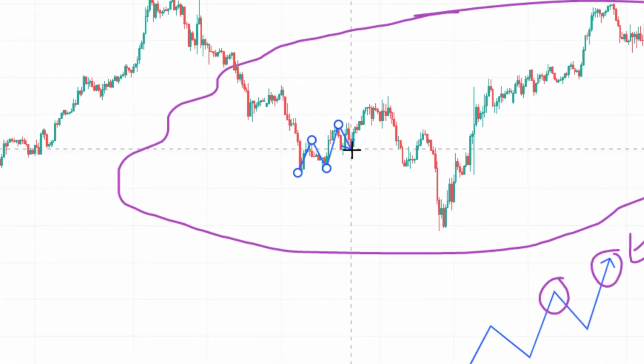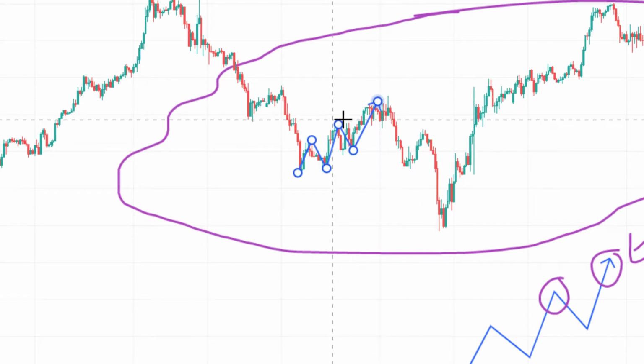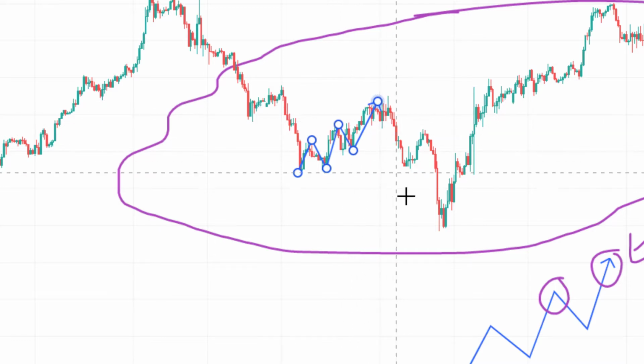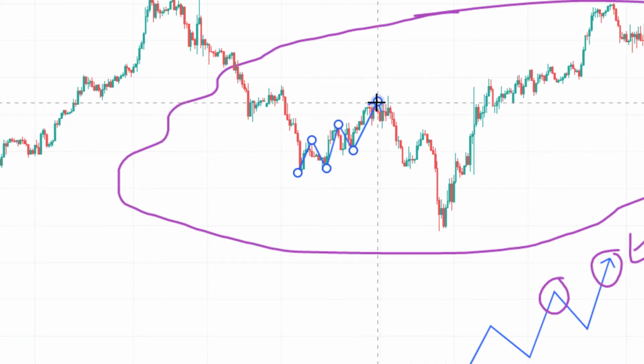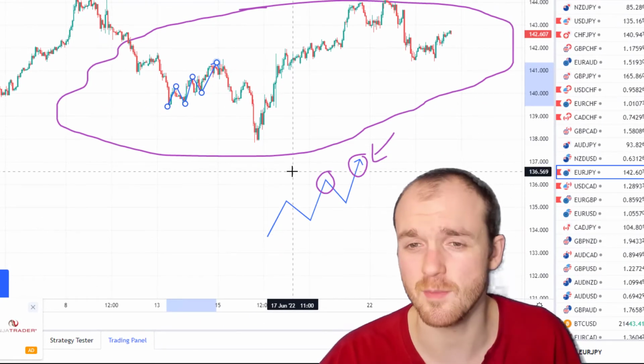Looking over here, the first time that this happened was right here. We had a very clear series of higher highs. And here, according to the strategy, we would have bought and it would have been a losing trade because, as you can see, price went lower after that. And sometimes this is not going to work.